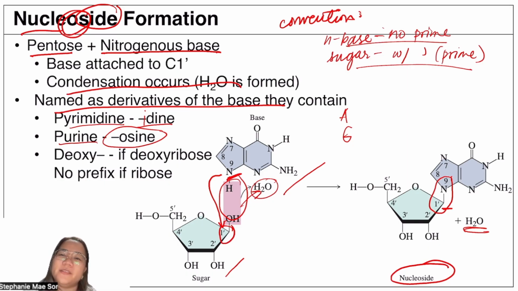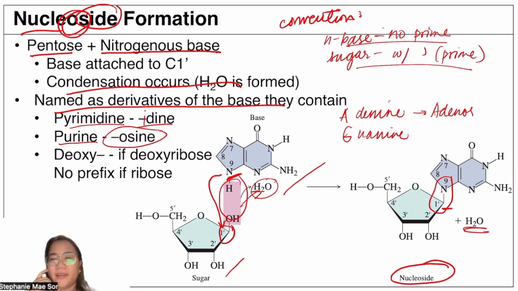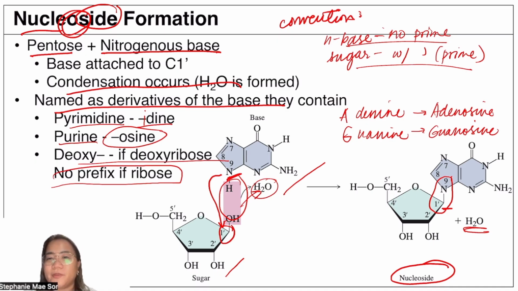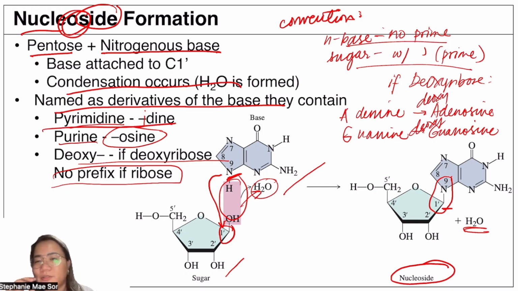So, si purines is adenine and guanine. So, pag purine, sabi natin, the suffix is osin. So, this one will become adenosine. This one will become guanosine. If the sugar involved is a ribose, wala kang prefix. If the molecule involved is a deoxyribose, you add the prefix deoxy. So, kapag ito, ang sugar involved is a deoxyribose, then it becomes deoxyadenosine, deoxyguanosine. Okay? If you have your pyrimidines naman, your pyrimidines are your CUT, di ba? Sabi natin, cytosine, uracil, and thymine.